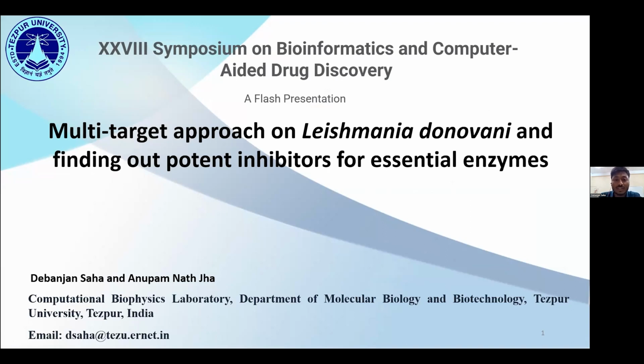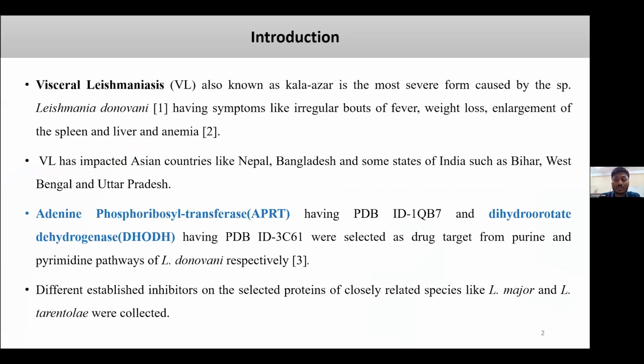So I'm here to present a flash presentation on the topic: multiple target approach on Leishmania donovani pathways for essential enzymes. Now, for the introduction, visceral leishmaniasis is also known as Kala-azar. It occurs due to Leishmania donovani, and the different symptoms of it are fever, weight loss, etc. And it is found in different countries like Nepal, Bangladesh, and some of the African countries also.